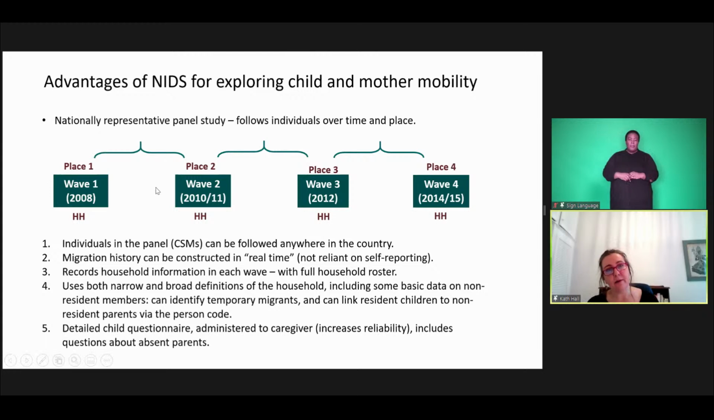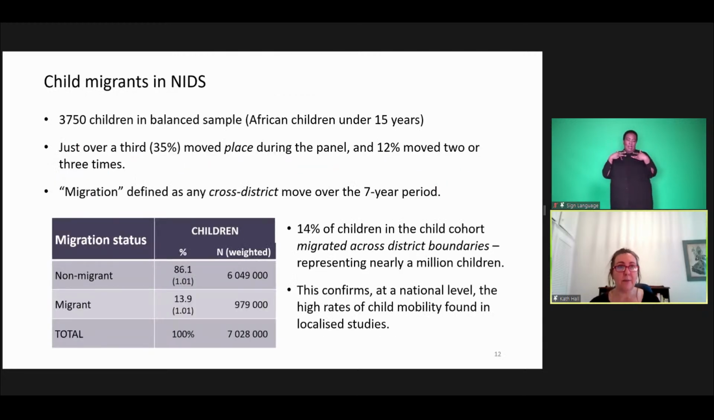What it enabled one to do, and I defined migrants as children who had moved across districts in any one of the panels. If they'd been in migration at any of these stages, they were identified as migrant children, so it was a binary. And the analysis was restricted to African children, specifically because of the legacy, the history of legislation that had particularly affected the family life of Africans.